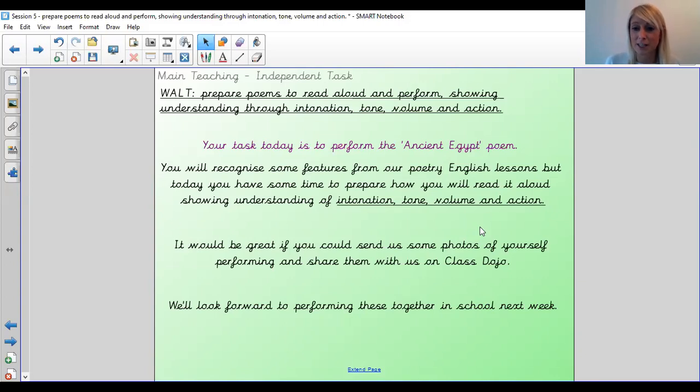It would be great if you could send us some photos of yourself performing and share these with us on Class Dojo. And we'll carry on with this next week when we're back together, because it would be really lovely to actually perform some of these together in school next week, because it'd be really nice to be able to see what you've achieved.